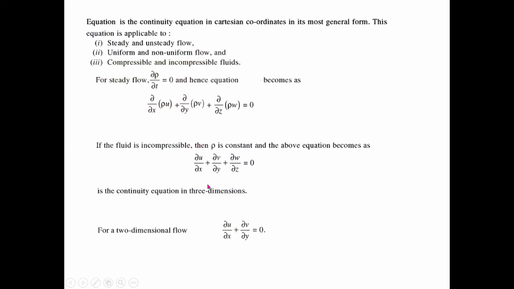Suppose you want a two-dimensional system equation. What we need to do is neglect the z-axis, that is, the terms of the z values. So finally, for a two-dimensional flow, you'll get your continuity equation as ∂u/∂x + ∂v/∂y = 0. So this is your two-dimensional equation. What we need is this one finally. Okay, so please copy this.